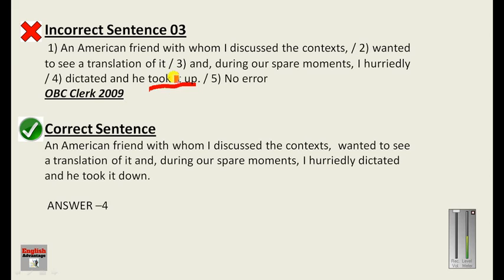So this part is the erroneous part, this part is incorrect, and the correct sentence will be: an American friend with whom I discussed the context wanted to see a translation of it, and during our spare moments I hurriedly dictated and he took it down. He took it down means he noted it down. So this is the erroneous part, and your answer will be fourth.